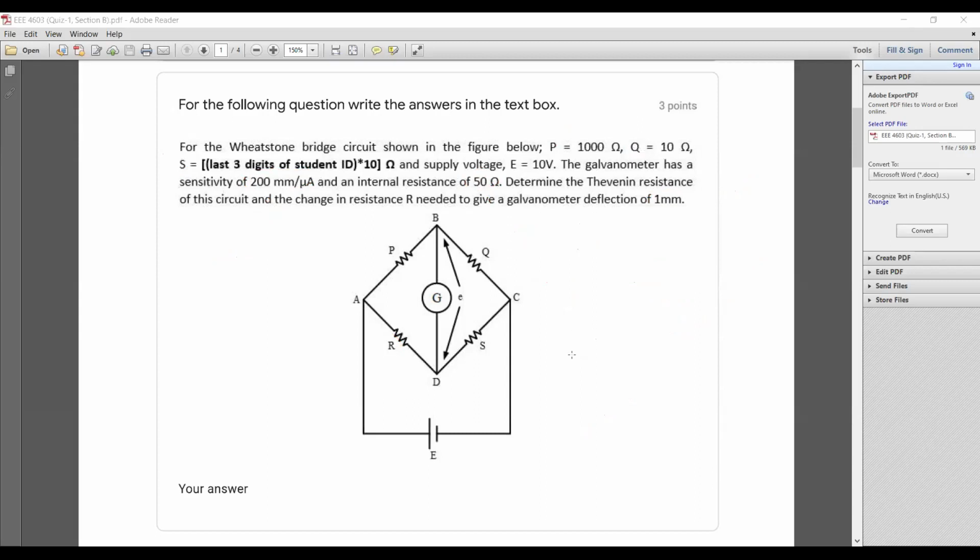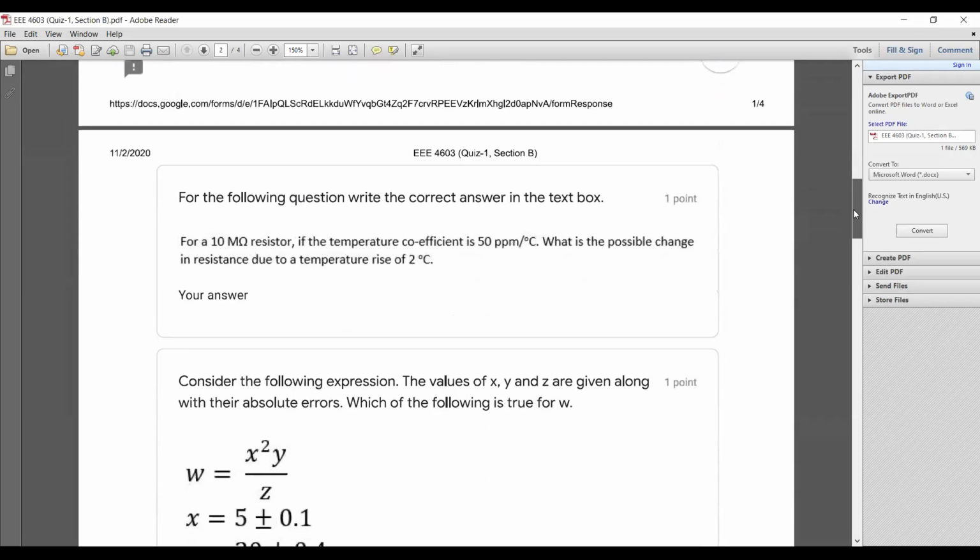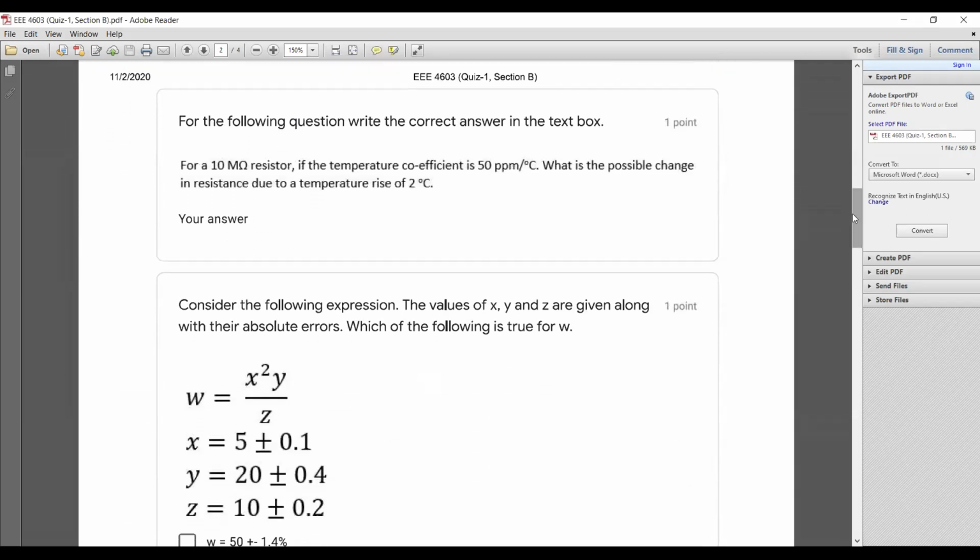So this answer will be different for different students, so I'm not doing the entire calculation. Now moving on to the next question, as shown over here.